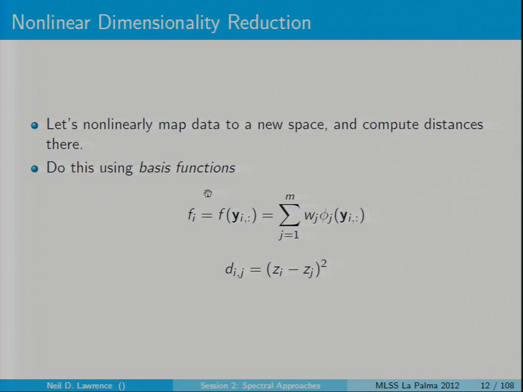Sorry, that should be Fi and Fj there. So let's nonlinearly map the data to a new space and compute the distances there. And we're going to do this using basis function models. I think that these are very nice, simple models, and I'll show an illustration of this type of idea in a moment. So we make Fi a new representation of Yi, and we say Fi is a function of Yi such that it's a linear sum of some basis functions computed at each Yi, and there are m basis functions. And this is then the squared distance between Fi and Fj. Okay? That was a late night notation change.